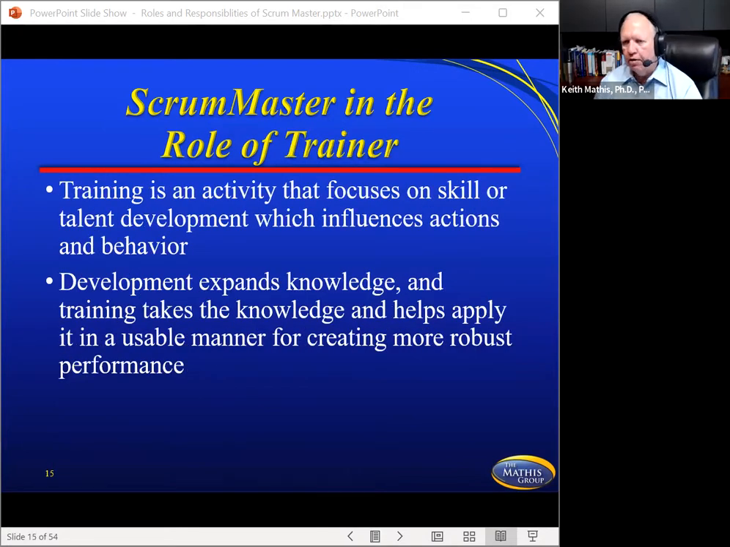The role of the trainer is a very important role. You'll notice a lot of times your team is going to be in the same role, so sometimes this is a multi-hat kind of thing, because your team is going to be training the customer a lot of times when you're talking about the handoff section of your project. Training is an activity that focuses on skill and talent development. Development expands knowledge, and training takes the knowledge and helps apply it in a usable manner for creating more robust performance. So you're looking for better performance, but you are transferring knowledge.